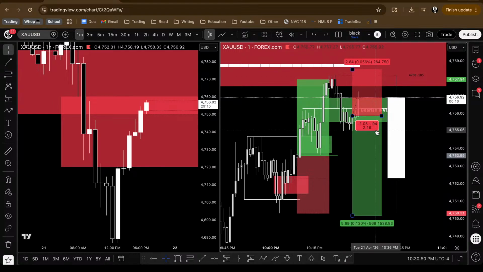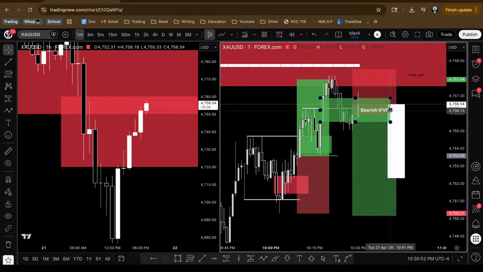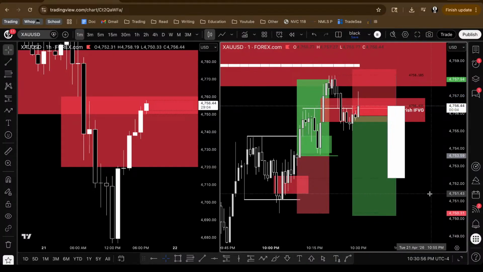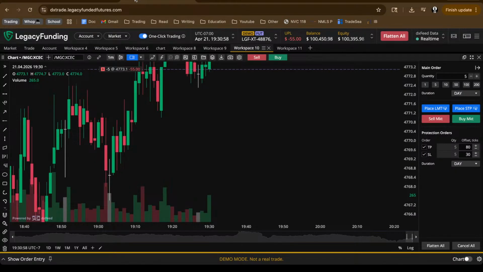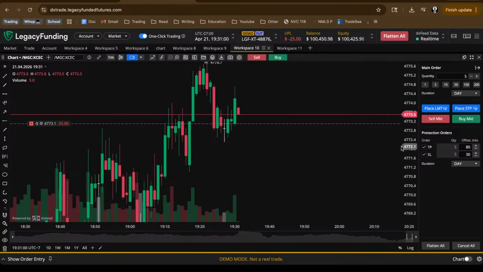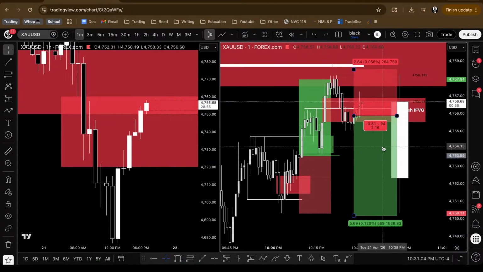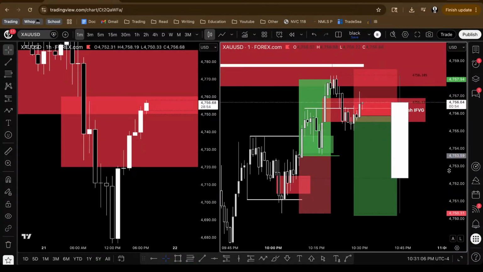Just watch it so that it stays inside of this 1-minute bearish IFVG. Boom. That's why we gave it some room, and stop loss is above the high. There you go. Nice close. We stayed inside of it. As long as we are staying inside of it, we're still looking good.